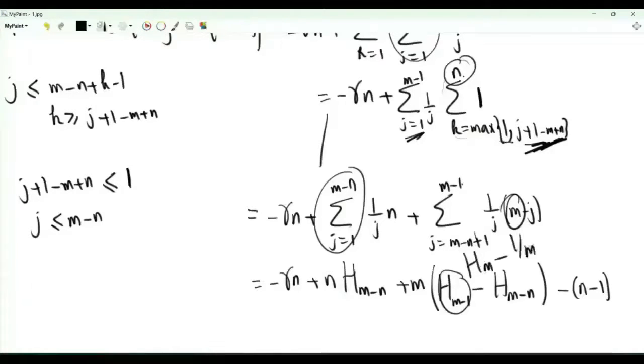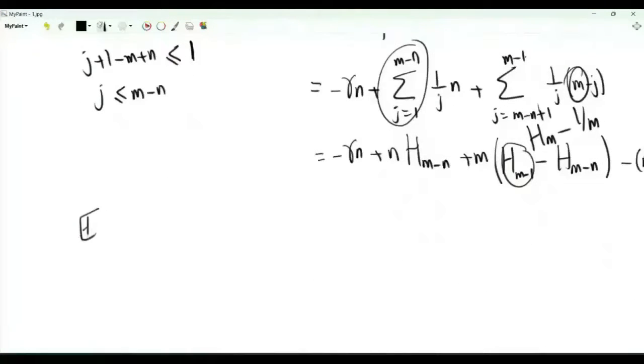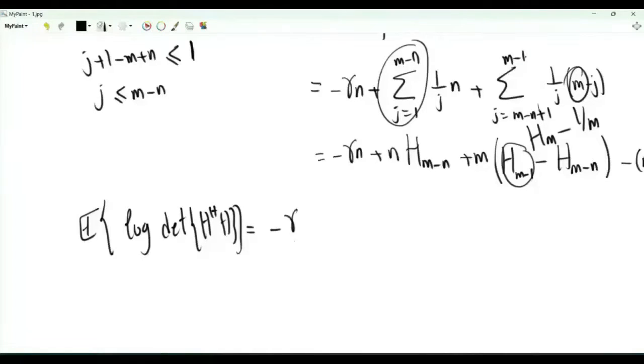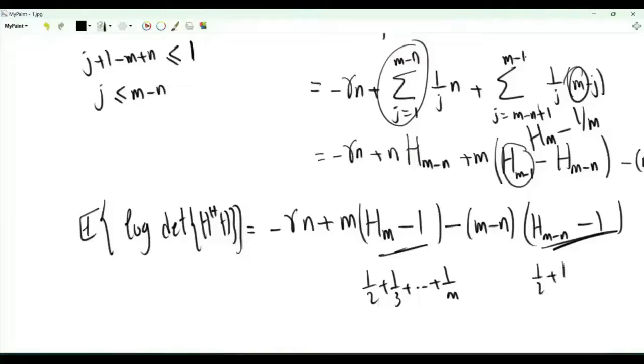Rewriting this harmonic number as H_m minus 1 over m, simplifying and combining with the case in which m is equal to n, we get that the expected value of the natural logarithm of the determinant of H Hermitian H is equal to minus gamma, the Euler-Mascheroni constant, times n, the number of columns of matrix H, plus m, the number of rows, between brackets, the mth harmonic number minus 1. So this is 1/2 plus 1/3 all the way to 1 over m, minus m minus n times H_{m minus n} minus 1. And this is 1 over 2 plus 1 over 3 all the way to 1 over m minus n, assuming m is strictly greater than n.